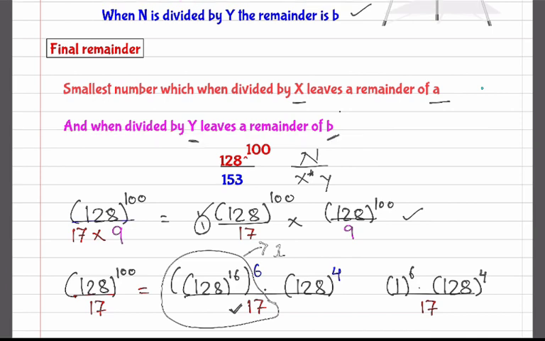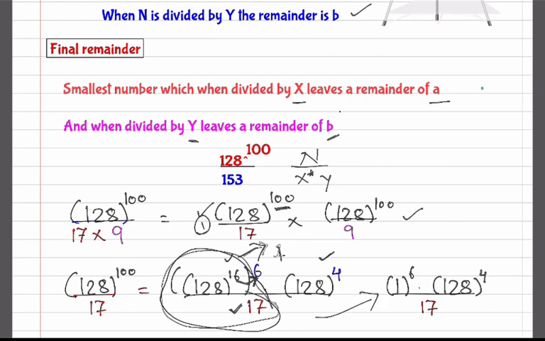I split up 100 as 128 raised to 16, but 16 raised to what? 6. Because 16 into 6 will be what? 96. Why am I doing this? Because it is 128 raised to 100. Why am I writing a 16 here? Because I want to apply Fermat. In the denominator I have a 17. That's why I split it up in this way. But after splitting up in this way, what am I left with? I am left with 128 raised to 4 here. But according to Fermat, the remainder for this entire thing will be what? 1. 1 raised to 6 is what I am left with after this.